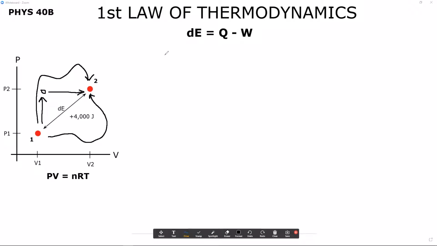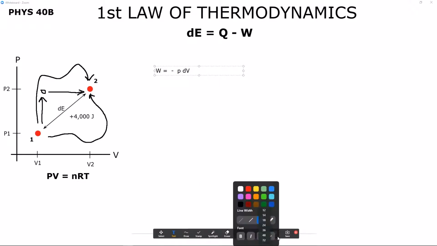Now let's figure out how exactly we can figure out what these are. We'll start going from right to left, so we'll start with work. Work is interesting because there are a couple ways we can do this. If you recall, one of the major equations for this is W equals the negative integral of P, pressure, with respect to volume.